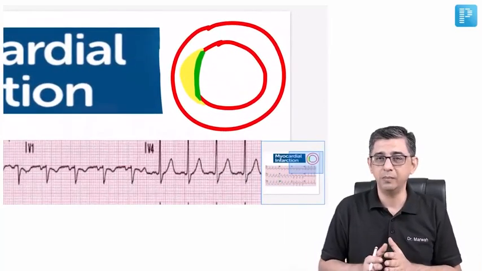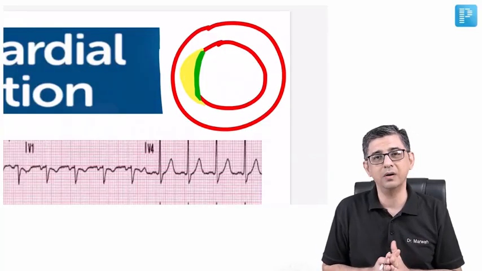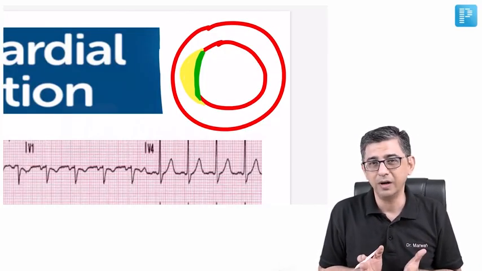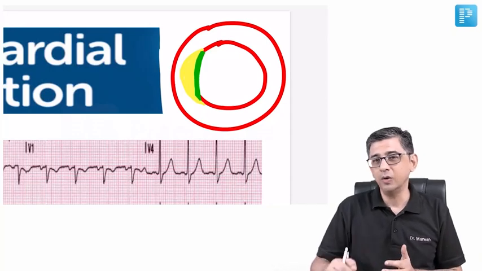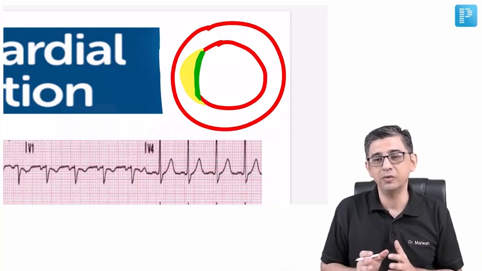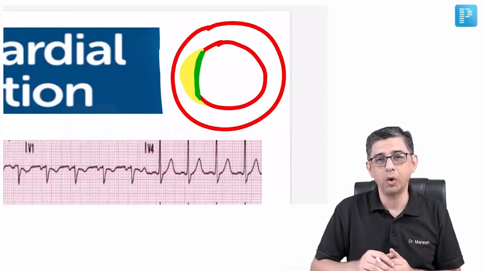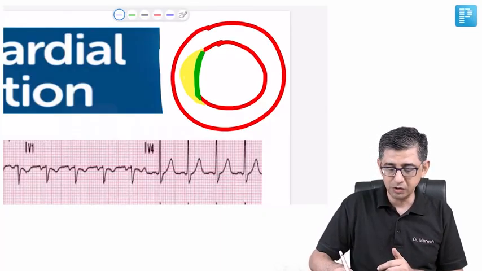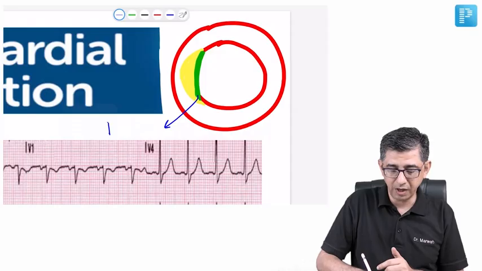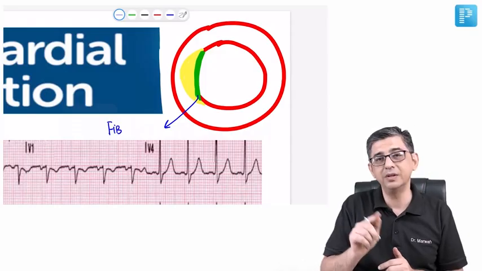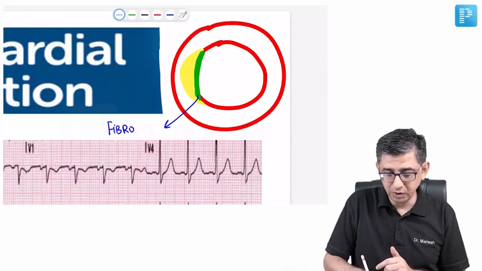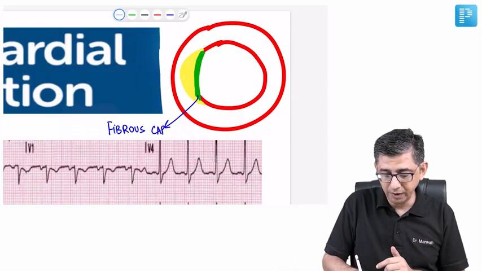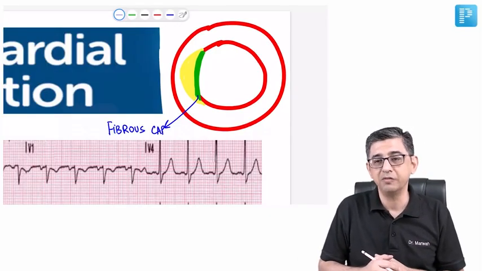If I just zoom in, this can be taken as a cut section of any one coronary artery. It could be left anterior descending, left circumflex, right coronary artery. And what you see in yellow here is the fat deposition, so I can call it the lipid core. And what I've shown in green superiorly is actually the fibrous cap. So atherosclerosis as a word that you read would be having two things present: a lipid core in the middle, that is in the tunica intima, and then covering that would be a fibrous cap.